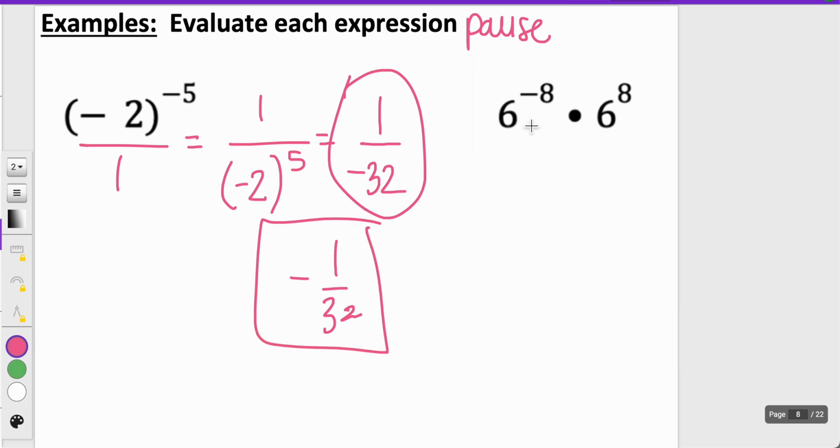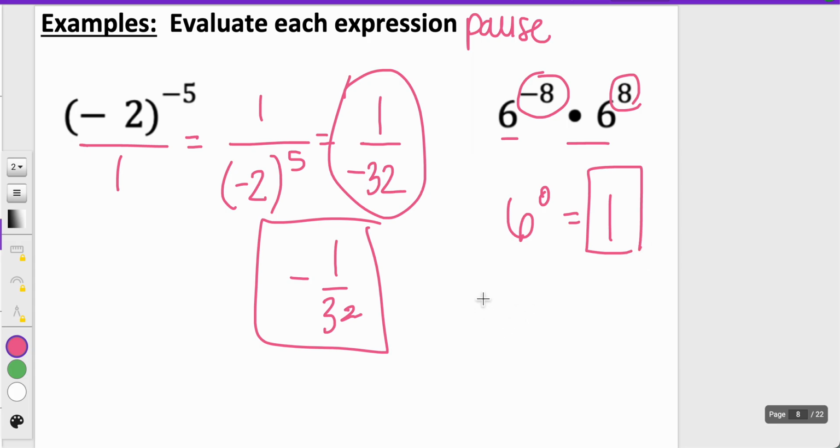And then here, noticing I have the same base, I just added my exponents together. Negative 8 and positive 8 gives me 0, and 6 to the 0 power is equal to 1. You could have also moved that negative 8 to the bottom. Still subtracting gives you 6 to the 0 power, which still gives you 1.